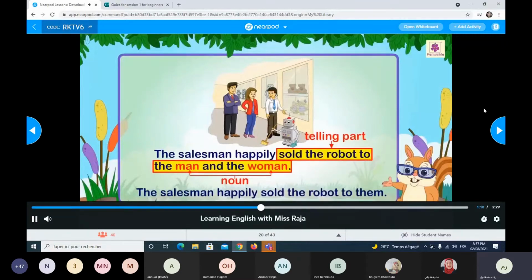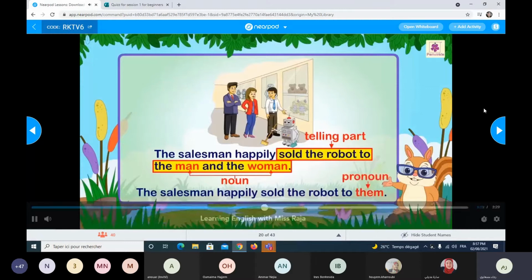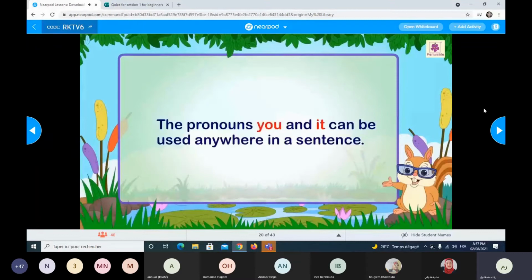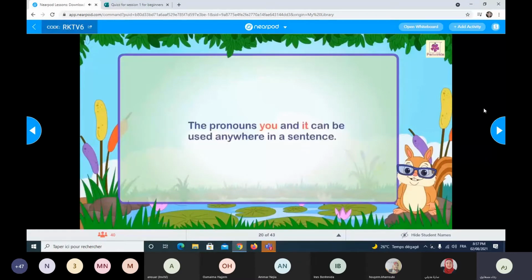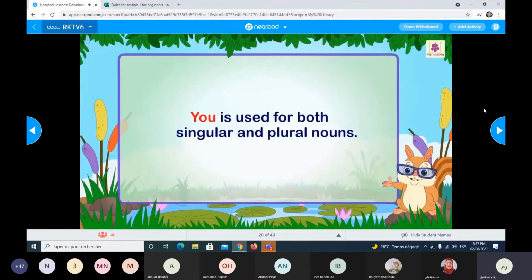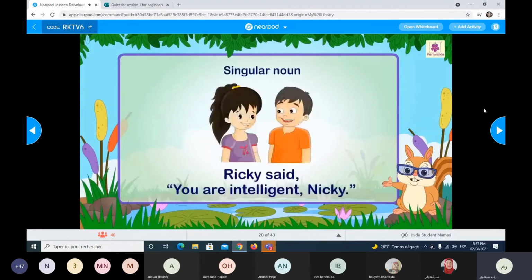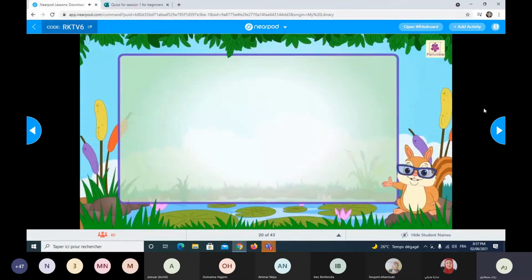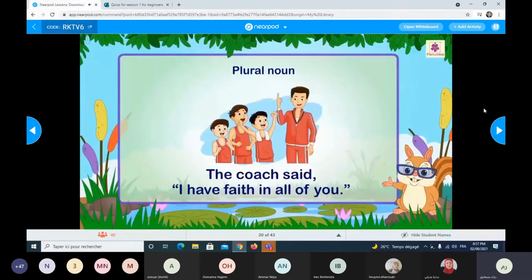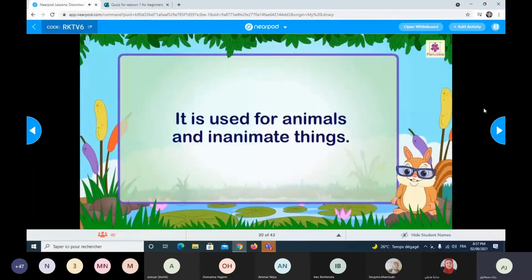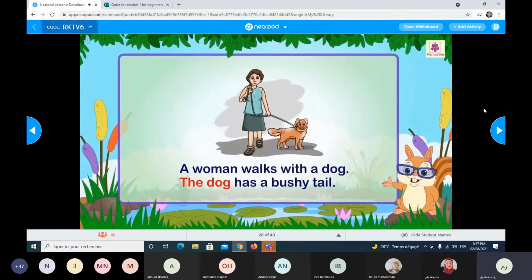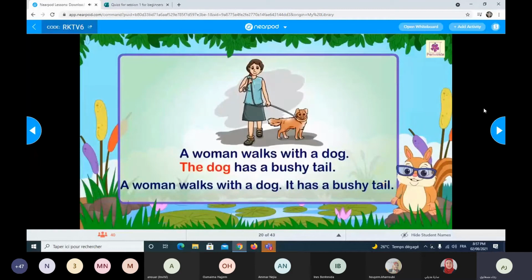The pronouns you and it can be used anywhere in a sentence. You is used for both singular and plural nouns. For example, Ricky said, "You are intelligent, Nikki." The coach said, "I have faith in all of you." It is used for animals and inanimate things. For example, a woman walks with a dog. The dog has a bushy tail. A woman walks with a dog. It has a bushy tail. The woman gives the dog a basket. The dog carries the basket. The woman gives the dog a basket. The dog carries it.